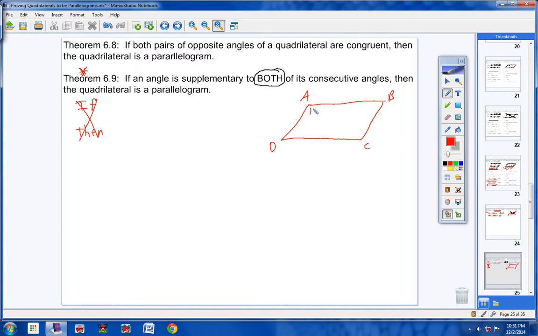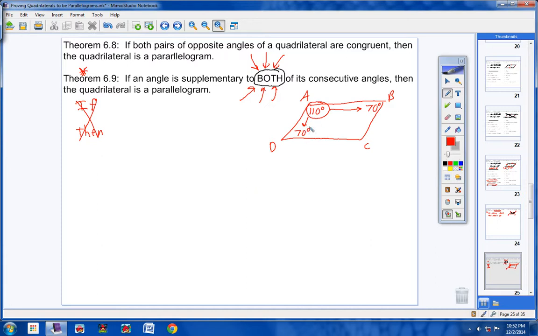Pretend this is 110 degrees, okay? Pretend this is 70 degrees. Now, please don't miss this. A lot of students see that these two consecutive angles are what? Supplementary. They add up to 180, and so they assume right away that they have a parallelogram, and that's not true. It says if an angle is supplementary to both of its consecutive angles. So look, here's 110. Okay, this is 70. This angle over here also has to be 70, and that way 110 is supplementary to this angle here, and it's supplementary to this angle here. Then you know the quadrilateral is a parallelogram.